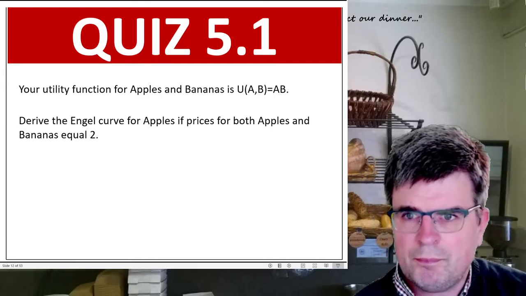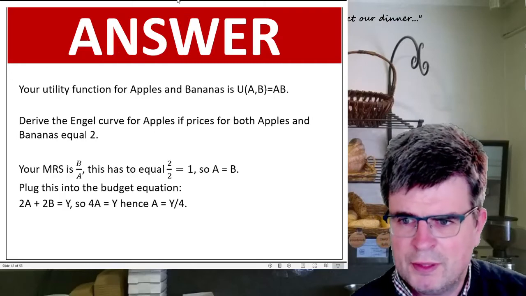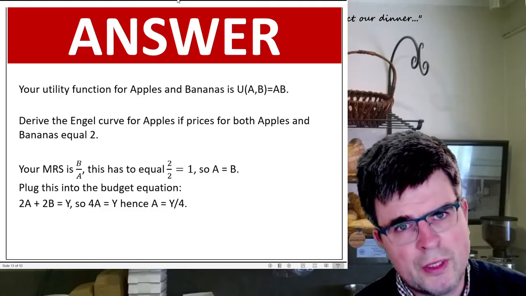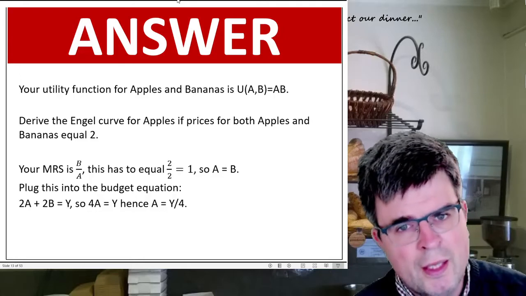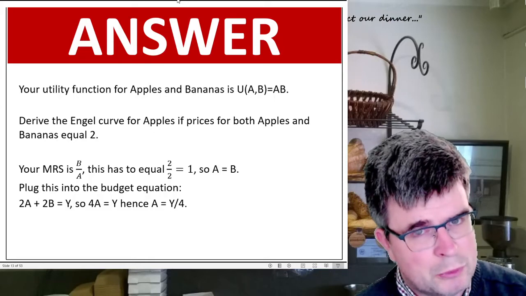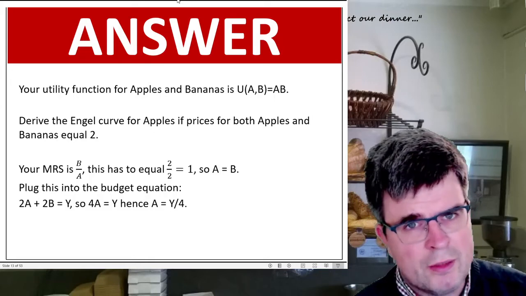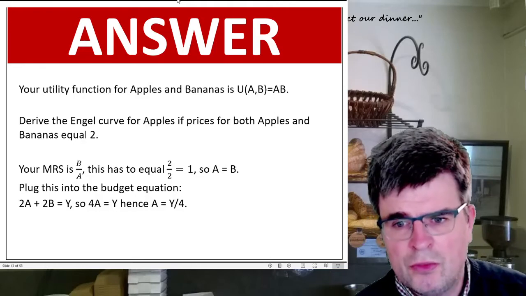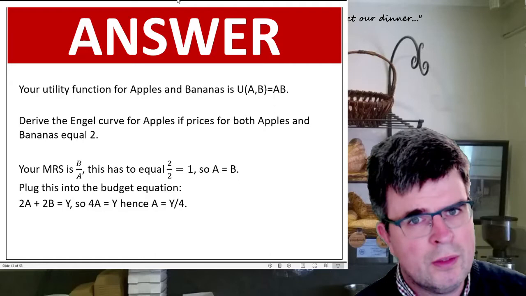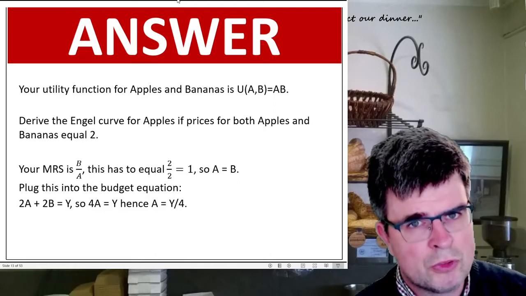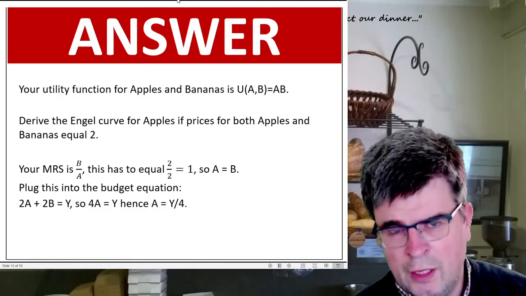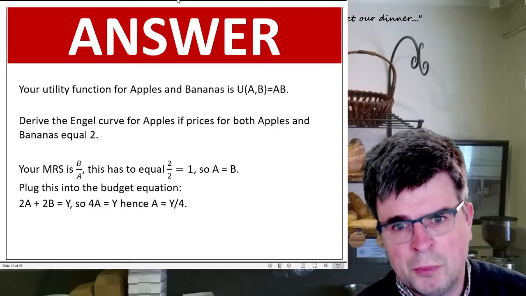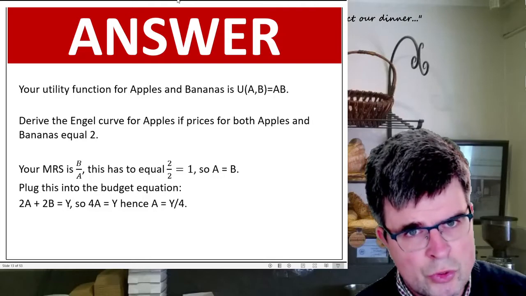So, getting to the answer, this is the answer. We know that the Cobb-Douglas utility function gives us a marginal rate of substitution of B over A. Given the prices of bananas and apples both being equal to 2, this has to equal 1 in equilibrium. So we know that in each optimal consumption bundle for the different income levels, independent of what that income exactly is, apples and bananas will be consumed in a ratio 1:1.